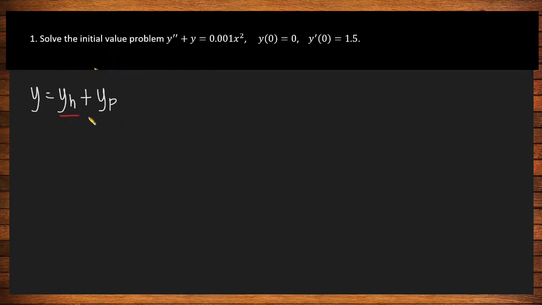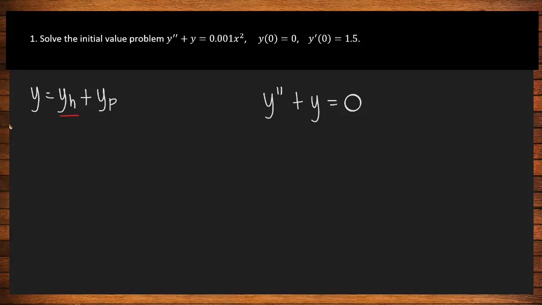So first, kunin muna natin yung y sub h, which is again the general solution of the corresponding homogeneous ODE. So for this example, yung magiging corresponding homogeneous equation natin will be y double prime plus y equal to 0. So to get the corresponding homogeneous ODE, yung gagawin mo lang is i-equate lang natin yung r of x or yung right side ng equation natin into 0.